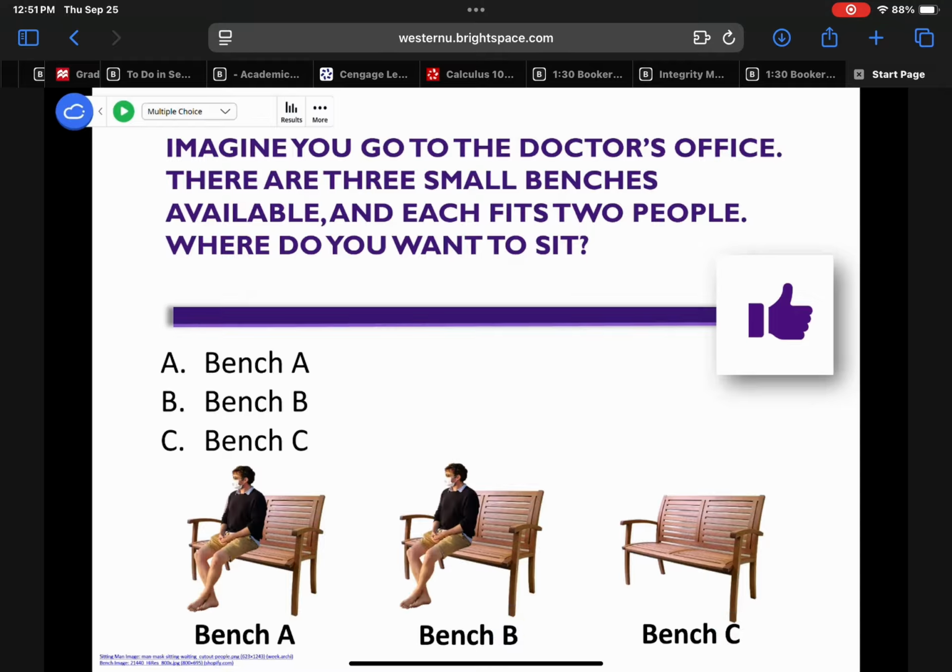Okay, now you go into the doctor's office, and there's someone in bench A, and apparently the identical twin in bench B. We're going to vote. Where do you want to sit? Who votes for bench B again? What about bench C? Okay, and I would agree. I would want to sit all by myself and have as much space as possible. But you walk into the office, there's someone in all of those double benches. Where do you sit? You know, if you could stand, I'd probably do that.